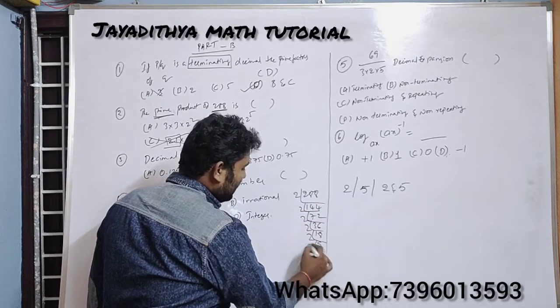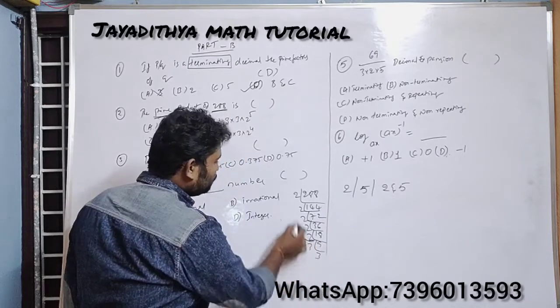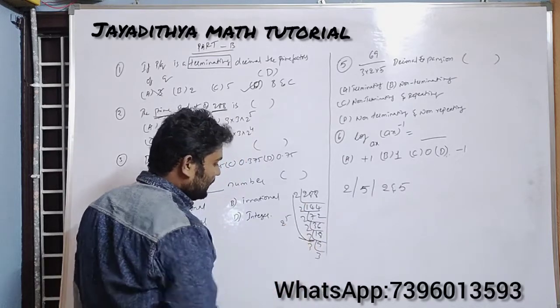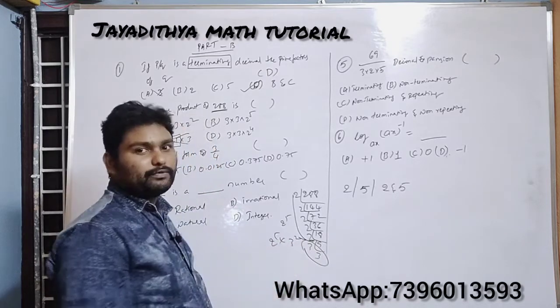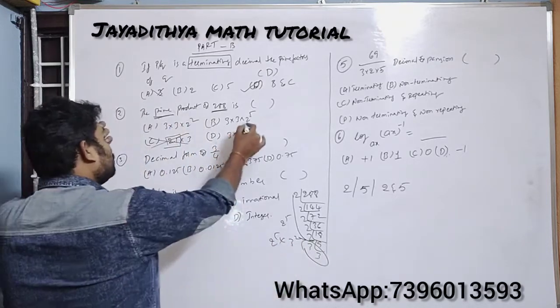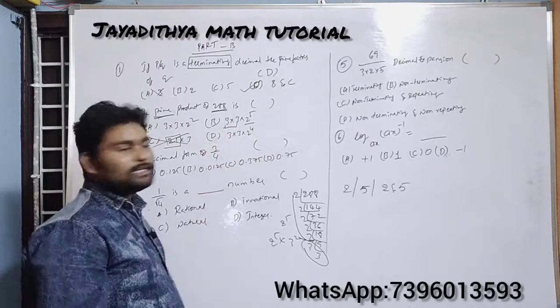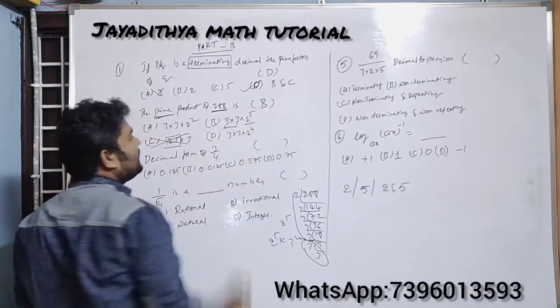Again, if you divide, it will be 9. And 9 is nothing but 3 into 3. So how many 2's do you have? You have 2 power 5. And you have 3 as 3 square. So 2 power 5 into 3 square must be your answer. So here you have 2 power 5, and 3 into 3 is nothing but 3 square. So what is the correct answer now? The correct answer is B.